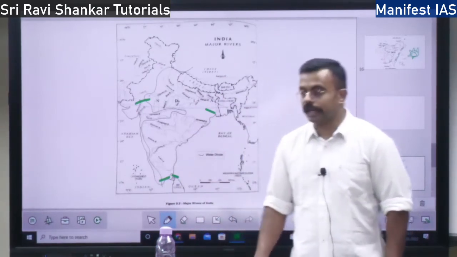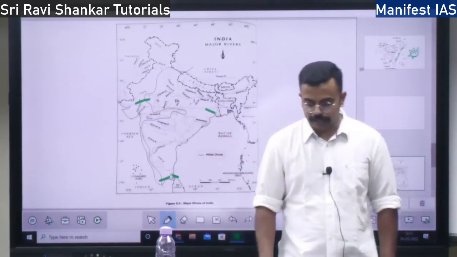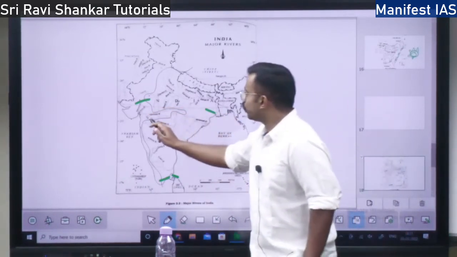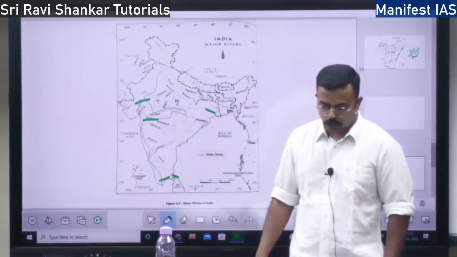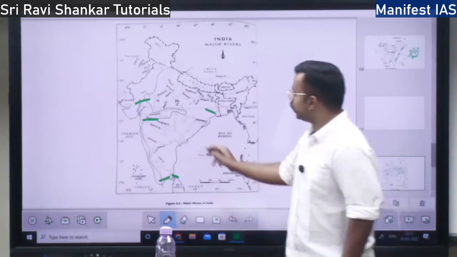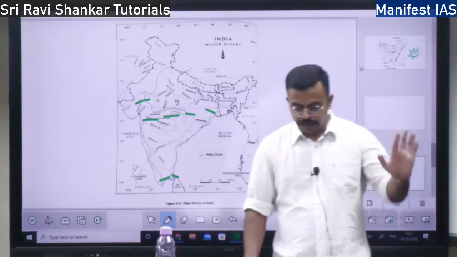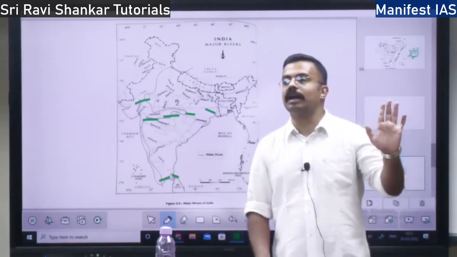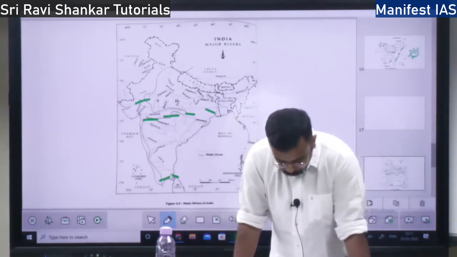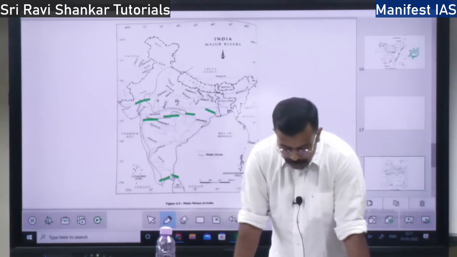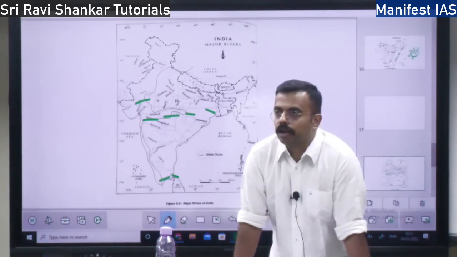In the north, the northern boundary of the Deccan Plateau is formed by three mountains: the Satpura Mountains, if Vindhyas is here, then the Maikala Range and the Mahadev Hills. These three, the Satpura Mountains, Maikala and Mahadev Range, form the northern boundary of the Deccan Plateau, right?